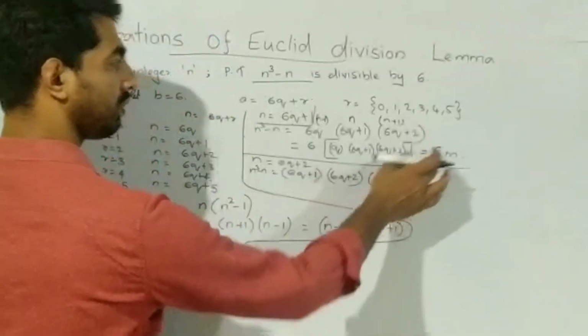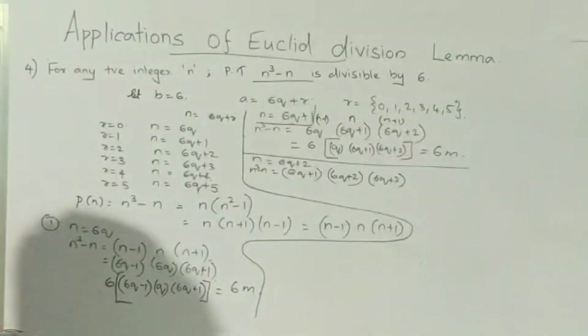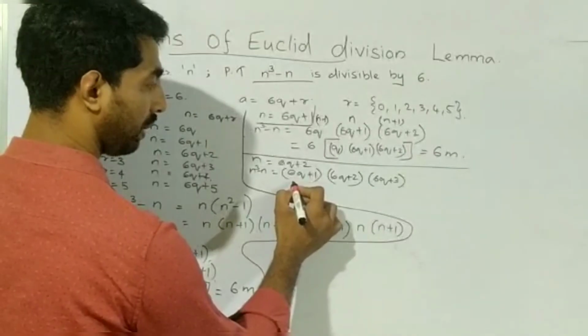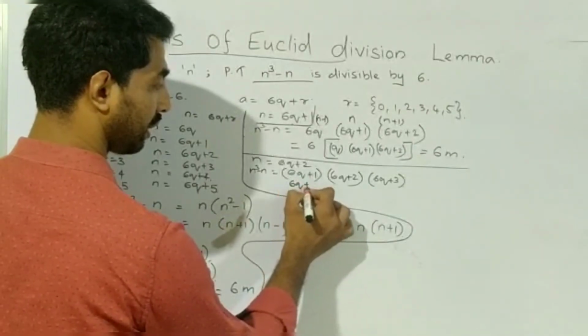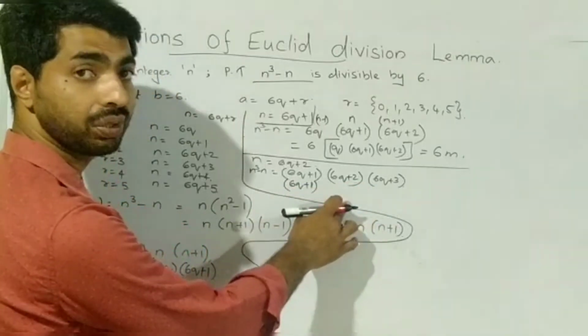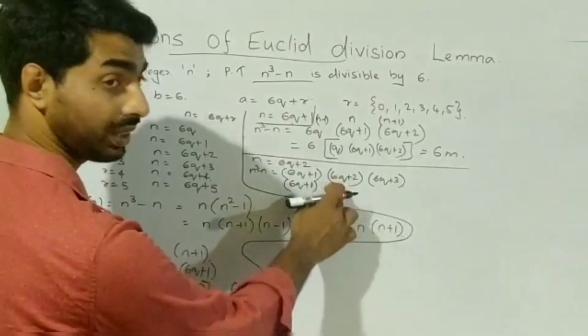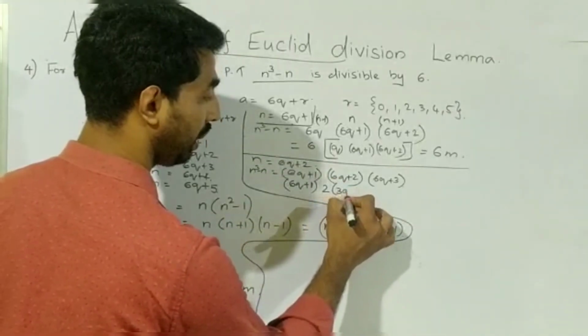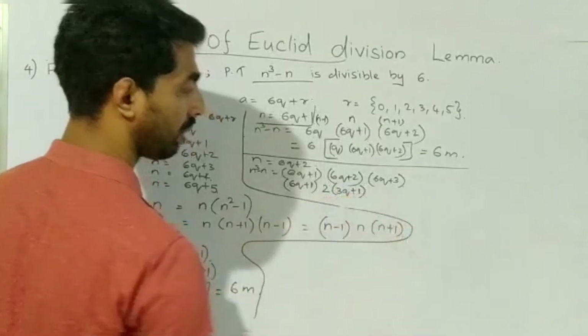How will you write this in the form of 6 into something? It is divisible by 6. How can you write it? Again, 6q plus 1 you can write the same way. Then, do you have any common factor in 6q plus 2? Yes, 2 is a common factor. So 2 into (3q plus 1).